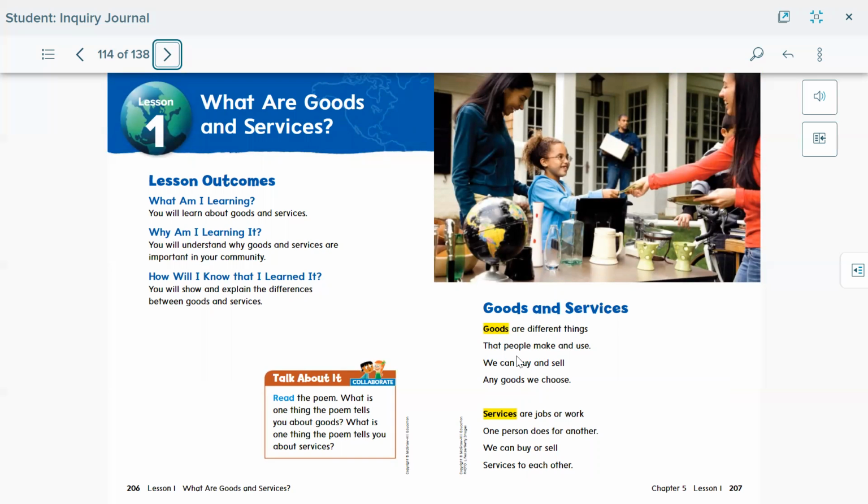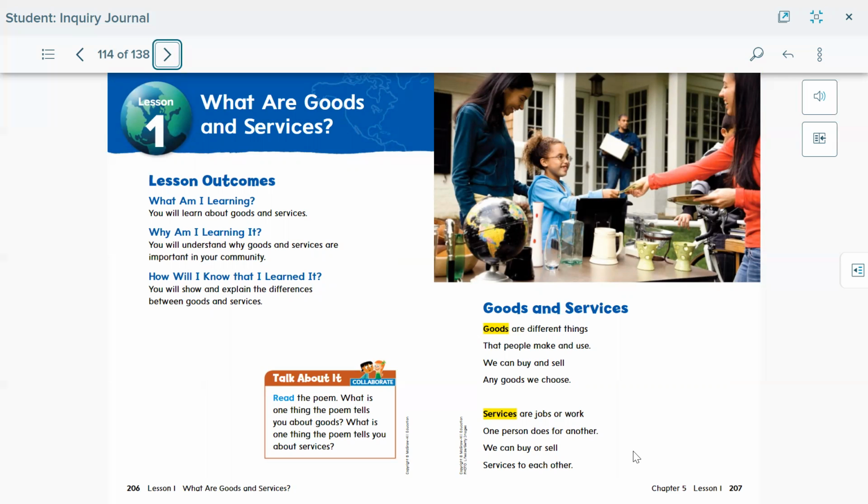Goods are different things that people make and use. We can buy and sell any goods we choose. Services are jobs or work one person does for another. We can buy or sell services to each other. So goods are different things that people either make, like you cook, you make a chair, you paint a picture and you sell it, or services, jobs done for you, but you pay for it. Like when you go to the salon to cut your hair, or when you go to the doctor and the doctor provides you with the service.